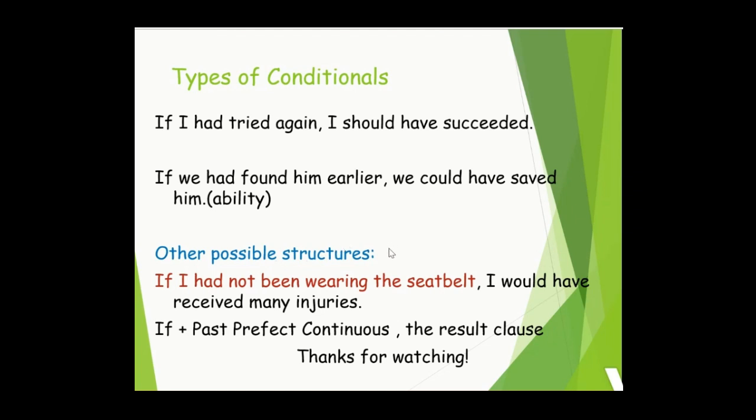Other possible variations are also there, and I would like to explain one of them. If I had not been wearing the seat belt, I would have received many injuries. If you look here, after if we have the past perfect continuous tense in the if clause, whereas the result clause goes like the one that we had already explained. I would have, so would have, and then the third form of the verb, that is the past participle, in the result clause. This is what we had today in this video.